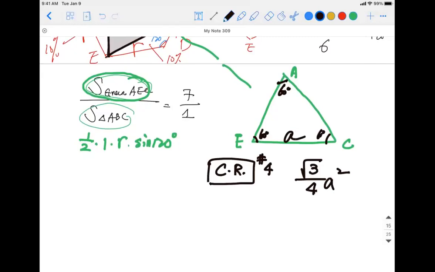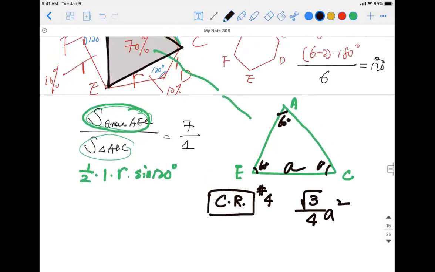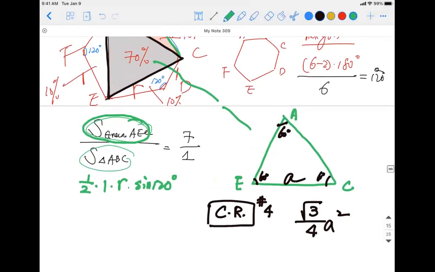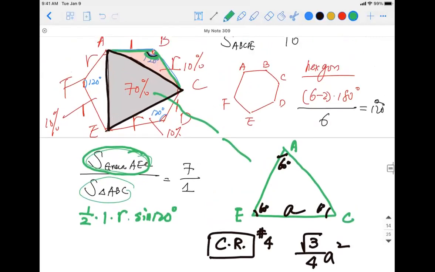Okay, as long as you have that, let's try to put it here. That's going to be your AC, right? We say A. So that's going to be root 3 over 4 A squared. But what's the value for A? I don't really care about A, I want to represent it using R. So how can I determine the value of A in terms of R?